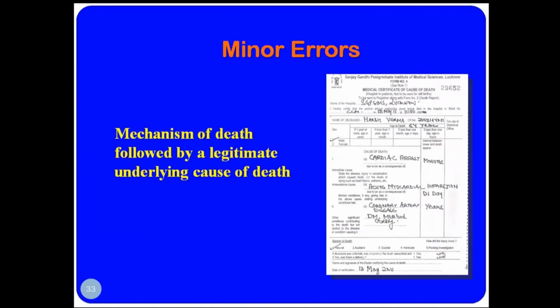Then the mechanism of death, followed by a legitimate underlying cause of death. I told you, we should avoid writing cardiac arrest, respiratory arrest or cardiopulmonary arrest. But if it is written on top, and the underlying cause is correct and the antecedent is related to the underlying cause, then it becomes a minor error. So: coronary artery disease, acute myocardial infarction, ultimately died of this. This is still acceptable, provided you have a correct underlying cause and a proper sequencing of antecedents. But cardiac arrest should be avoided.